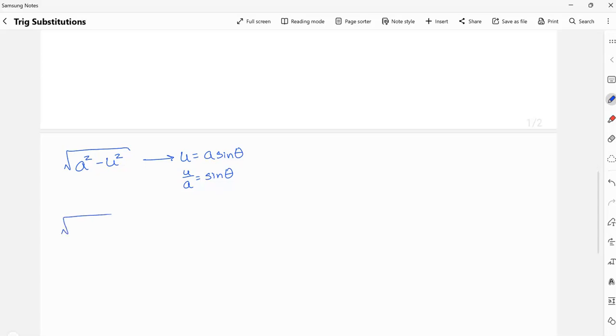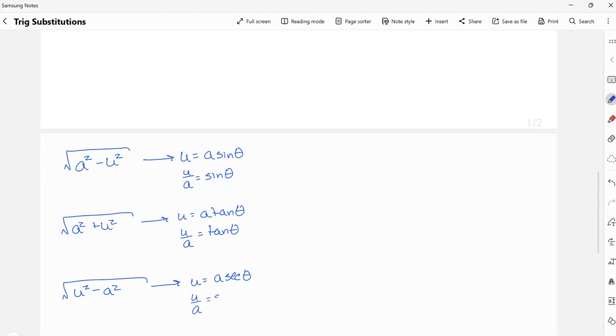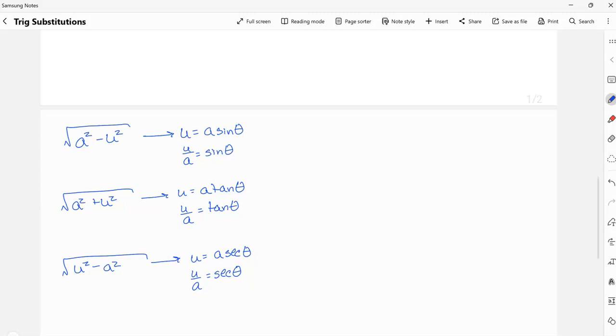triangle. If we're in the format a squared plus u squared, then we're going to use u equals a tangent of theta, which means u over a is equal to tangent. And then if we're in the form of u squared minus a squared, then we're going to have u equals a secant theta. So u over a is equal to secant of theta. So let's look at a few examples.